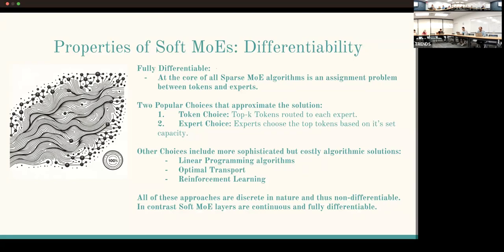The other one was expert choice, where the expert would have a particular capacity, say some buffer, and they would choose which tokens come. So this was another way. There are more sophisticated ways, like you could cast this as an optimization problem and solve linear programming. People have used optimal transport and also reinforcement learning to solve this, but those are more costly or complicated.